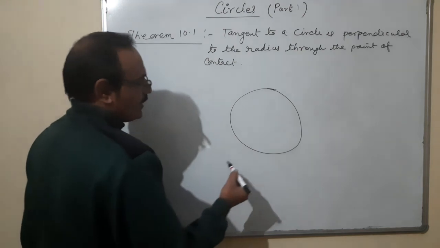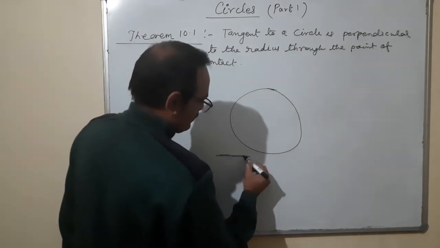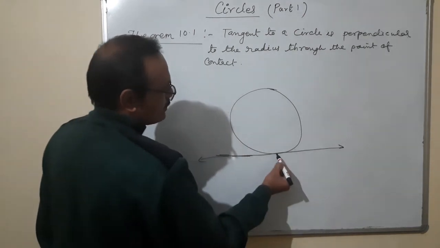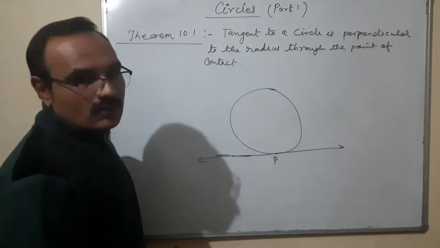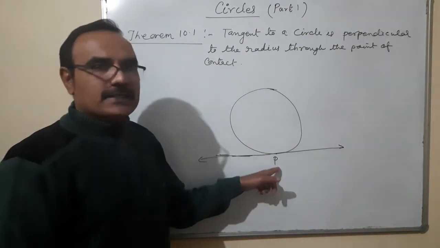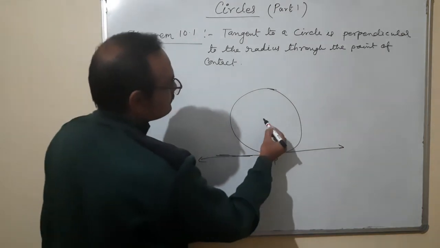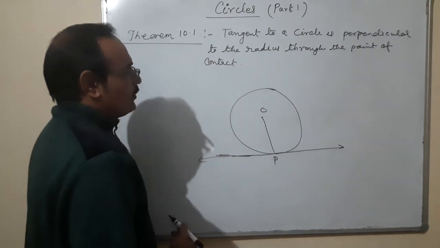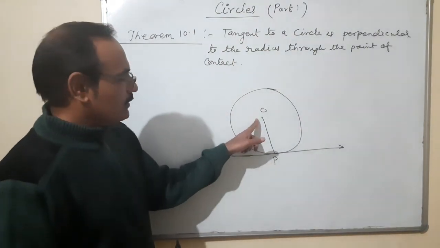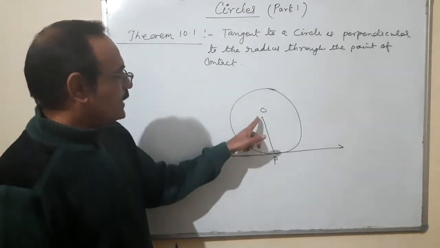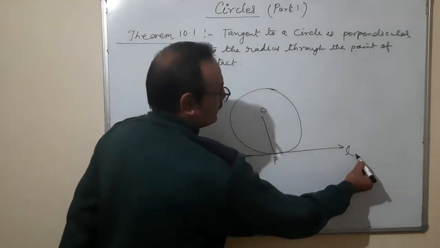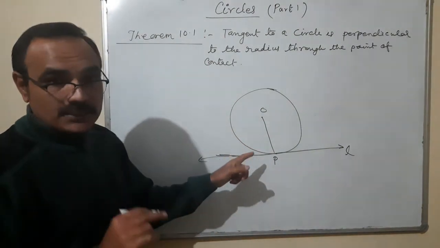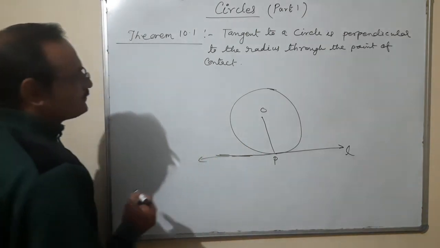Circle. What did I tell you about the tangent? It touches the circle at 1 point. Let P be a point. This is called the point of contact where the circle and tangent are touching each other. O is the center of the circle, OP is the radius, and we are going to prove that OP is perpendicular to L. This line is called a tangent to the circle because it is touching the circle at one point only.